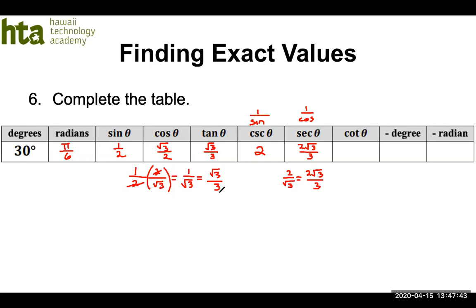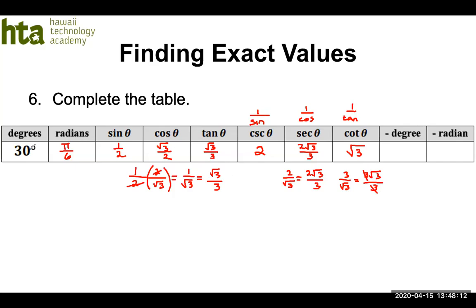Cotangent is the reciprocal of tangent. So in that case, if tangent is rad 3 over 3, then I need to flip that over and multiply both the top and the bottom by rad 3, and I get 3 rad 3 over 3. Well, those 3's can cancel out, and all I'm left with is rad 3 over 1, which is just rad 3.